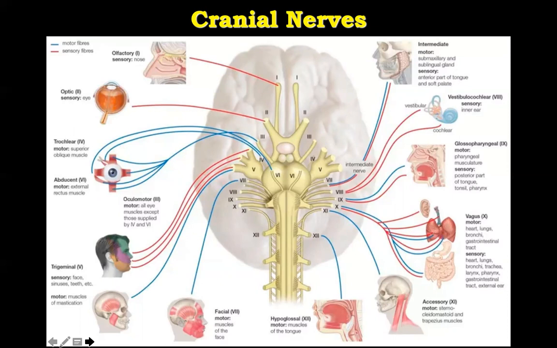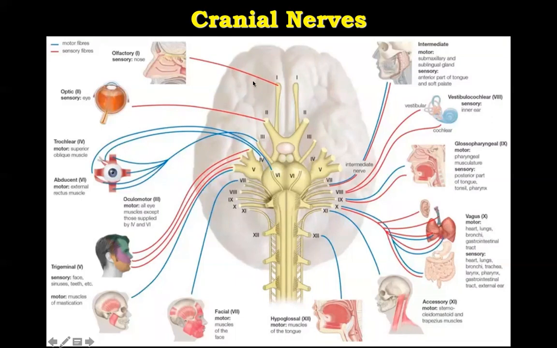So there are 12 pairs of cranial nerves, and most of them can be seen from the ventral surface of the brain. You're going to be responsible for identifying the 12 cranial nerves, knowing their name and their number, and knowing whether they're sensory or motor or both. So knowing something about these 12 pairs of cranial nerves.